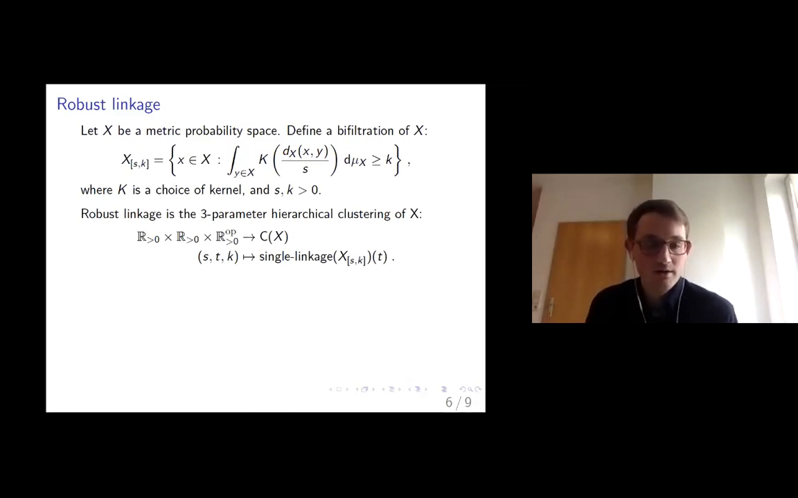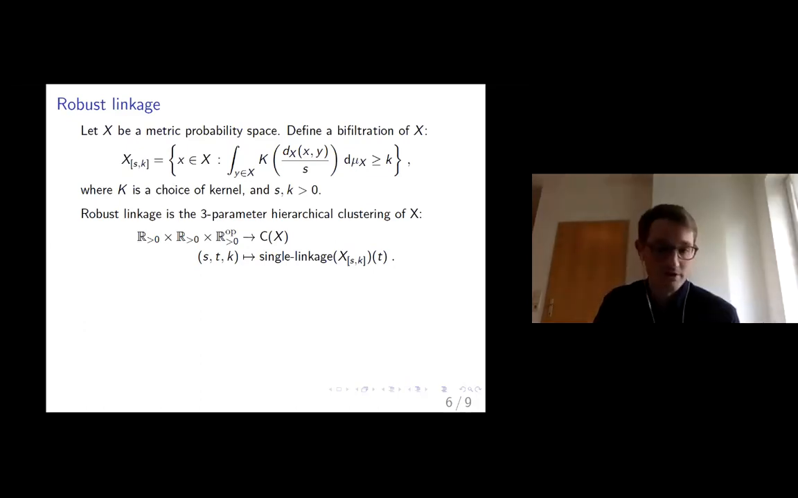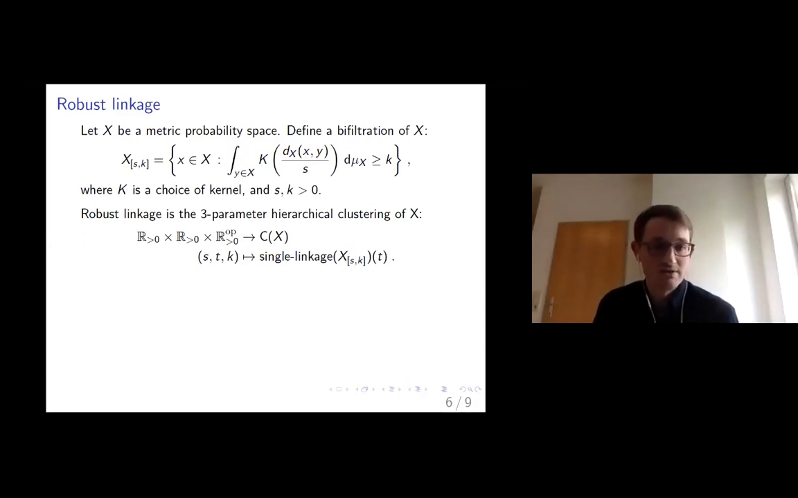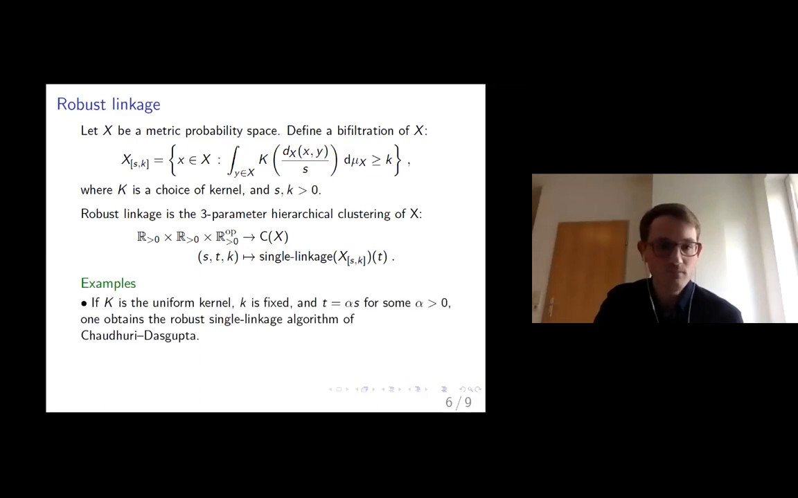So if one uses the uniform kernel and sets S equal to T to get a 2-parameter thing, and then if instead of using single linkage you apply Viator's RIPS, you get what's been called the degree RIPS bifiltration, which has been studied by various people, including Lesnick and Wright and Blumberg and probably others. And so the generalization here is just that we're allowing for other choices of kernel as well as the uniform kernel.